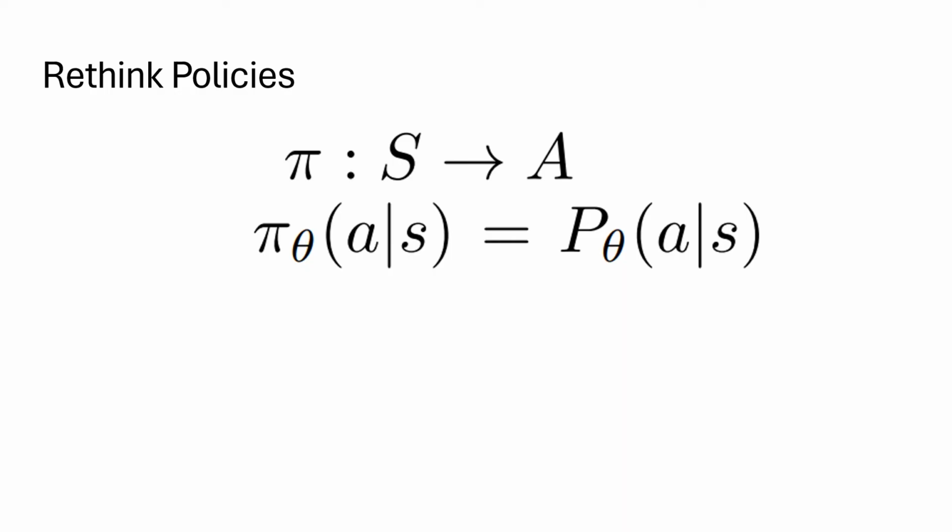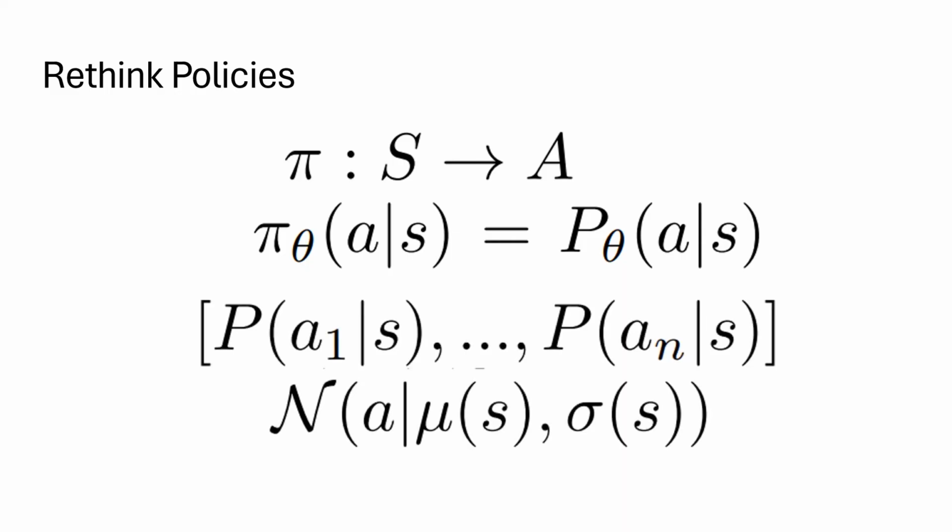P sub theta is the probability distribution given these policies. And this distribution can be either discrete or continuous in nature. So in some instances, you'll see that you get a vector of different actions that all sum to 1 in terms of their probability. Or you could get a Gaussian distribution where you're outputted a mean and a variance. But in this case, we're going to focus on the discrete output, just for simplicity's sake.